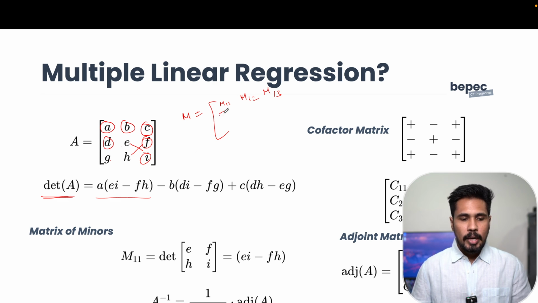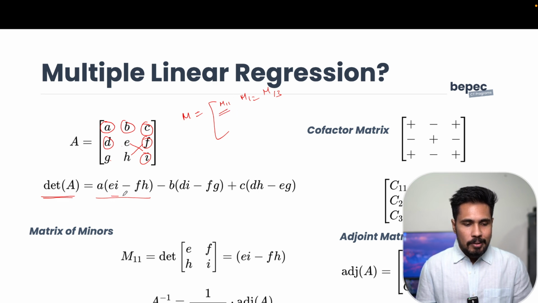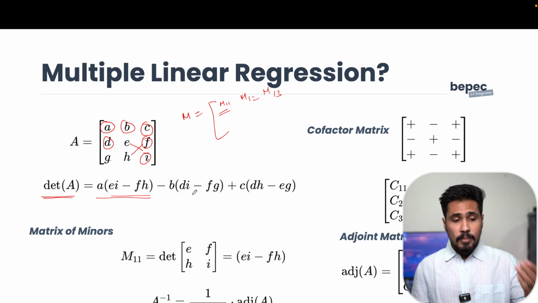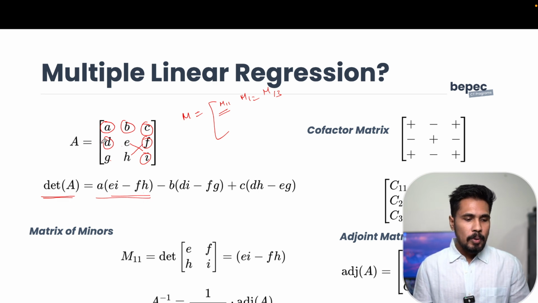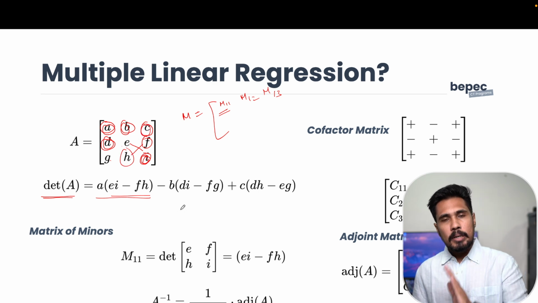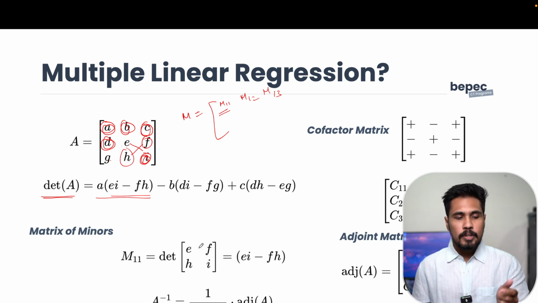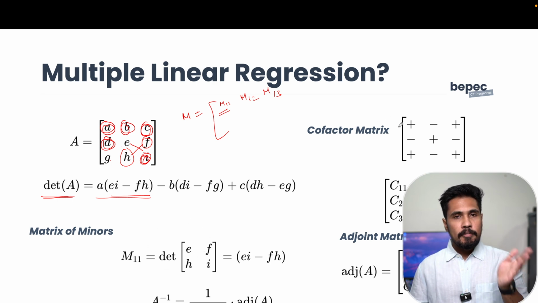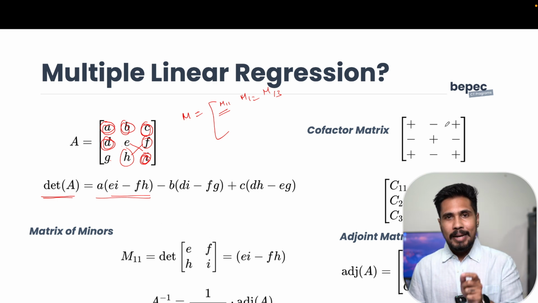In order to identify M11, you take this value as one of the matrix of minors M11. In this way, if I am going with M21, then it is going to be A multiplied by, if I'm going with this one, then it is going to be D and I, H and C. In this way we are able to calculate the matrix of minors, which is going to be the det of these particular values.